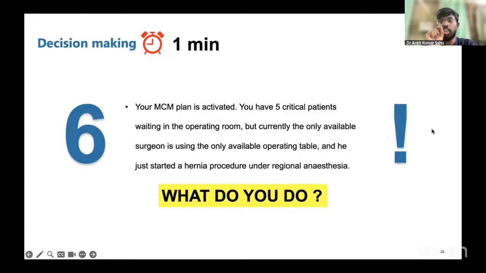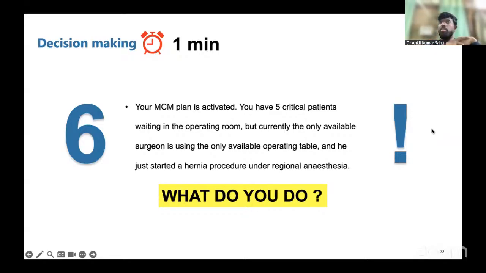The point is here, the decision is very difficult. Now, why we have kept this question is for one big reason. Always keep your hospital MCM plan ready prior to the MCM which is coming. Now, this is where there will be a huge fight that is gonna happen.